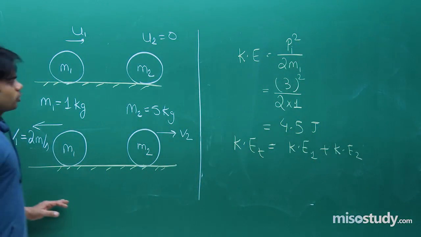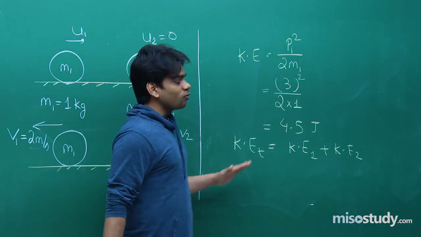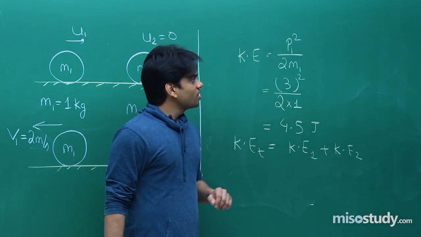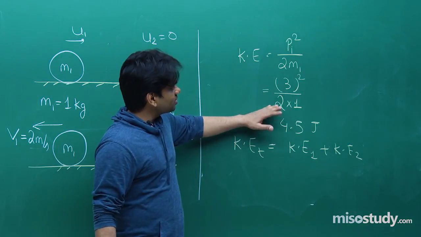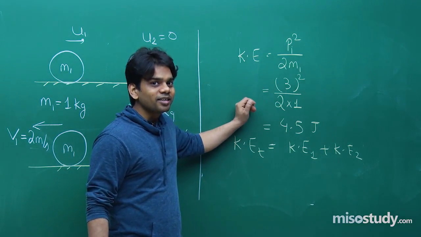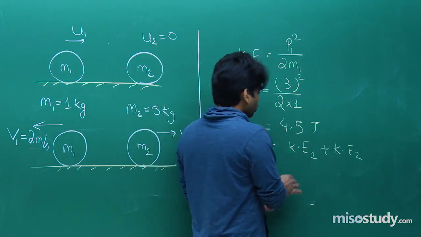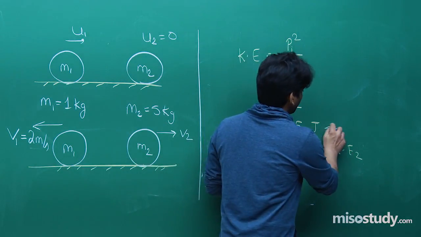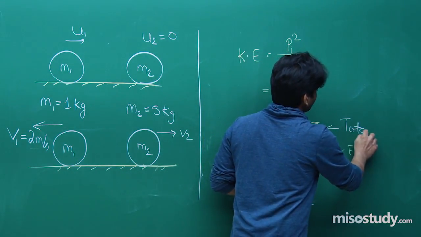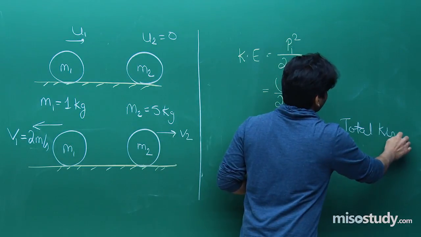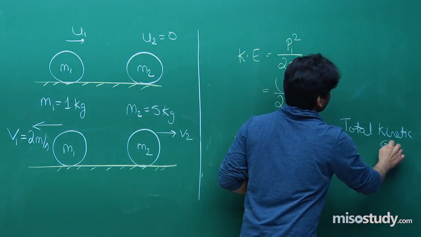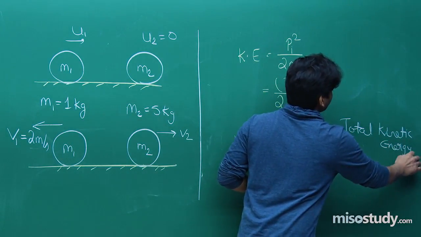So I believe that you have noted down what direction we are proceeding. You see here this kinetic energy, this is the initial total kinetic energy of the body, 4.5 joule. So if we evaluate this, we are going to get the total kinetic energy. This will be the initial kinetic energy. This is the total kinetic energy which will remain conserved.